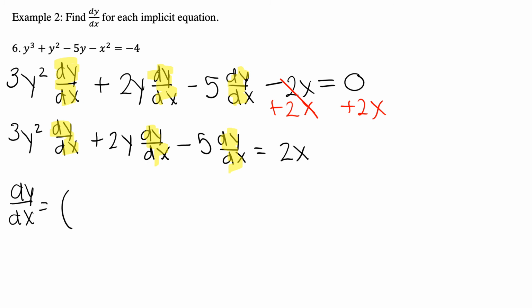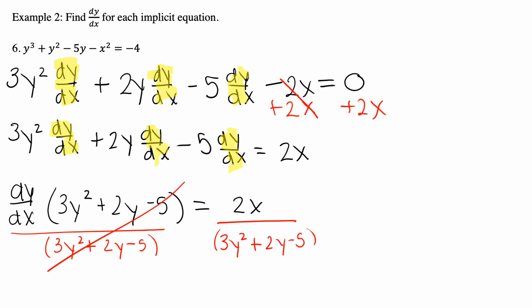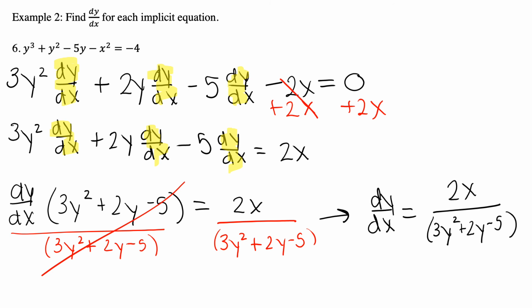dy/dx gets pulled out, and what's left is 3y squared plus 2y minus 5, and that is equal to 2x. So for my final step to get dy/dx by itself, I can divide by this whole quantity on both sides, of course. And what I'm left with is dy/dx equals 2x in my numerator over 3y squared plus 2y minus 5.